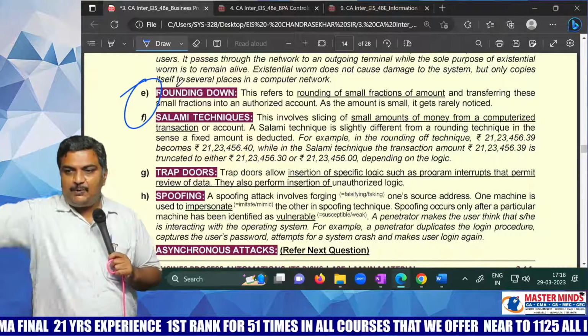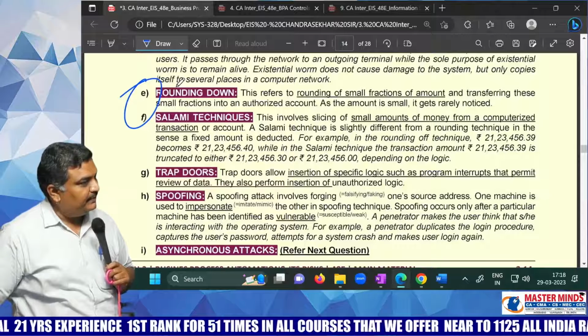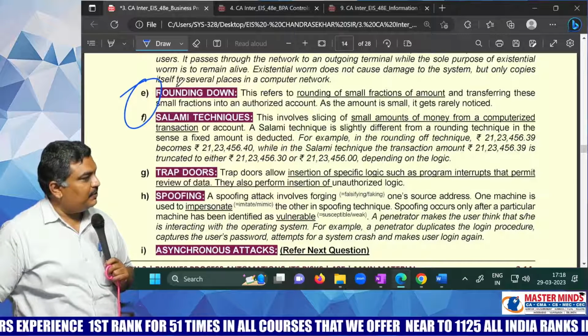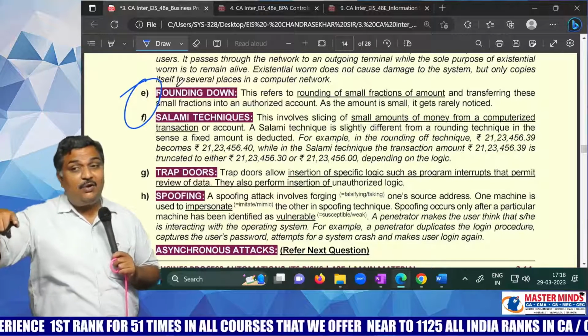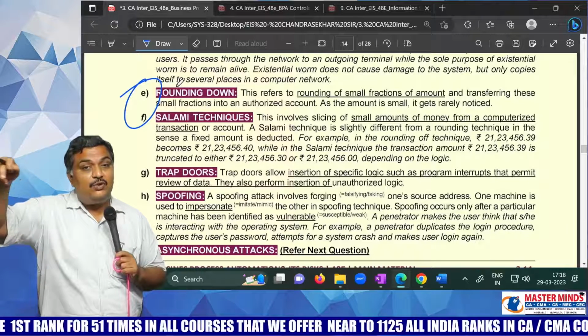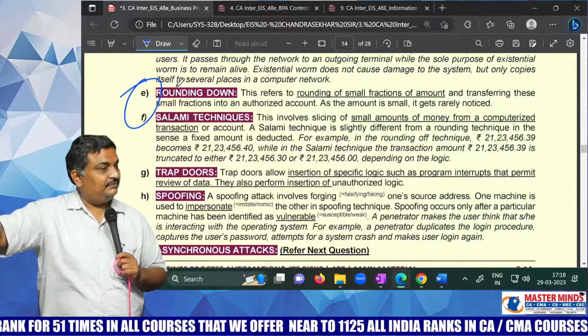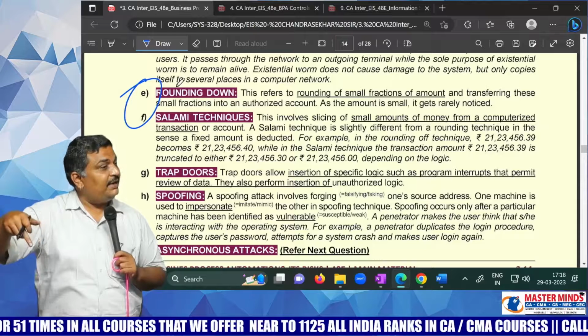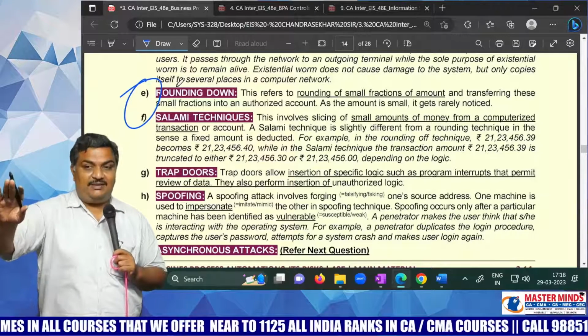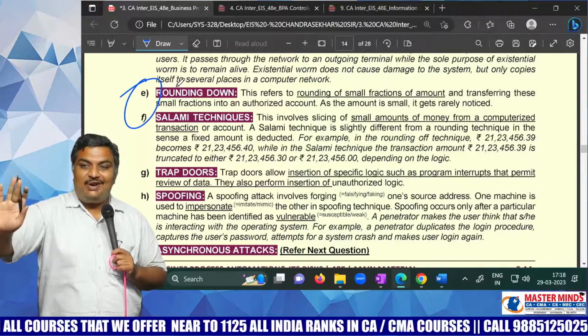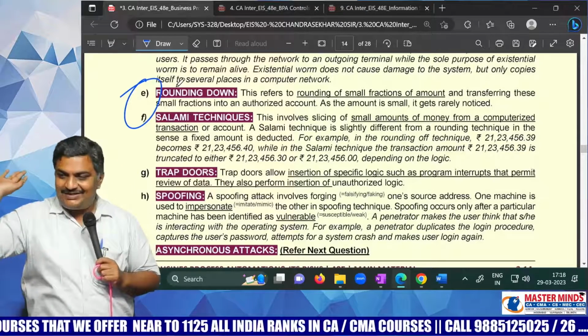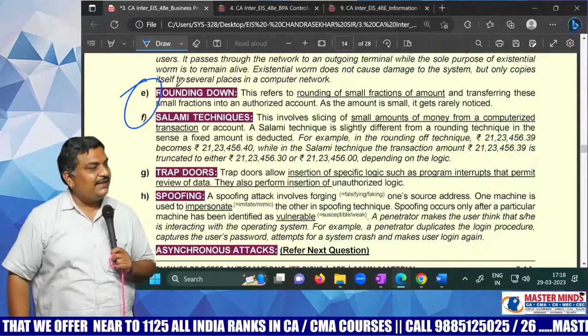And that will be deposited into an illegitimate account, some hacker's account. What is rounding down? 53 paisa rounded to 60 paisa. Round up or round down. What is the salami technique? Only 5 paise. No rounding down. 5 paise in every transaction. That is the salami technique.